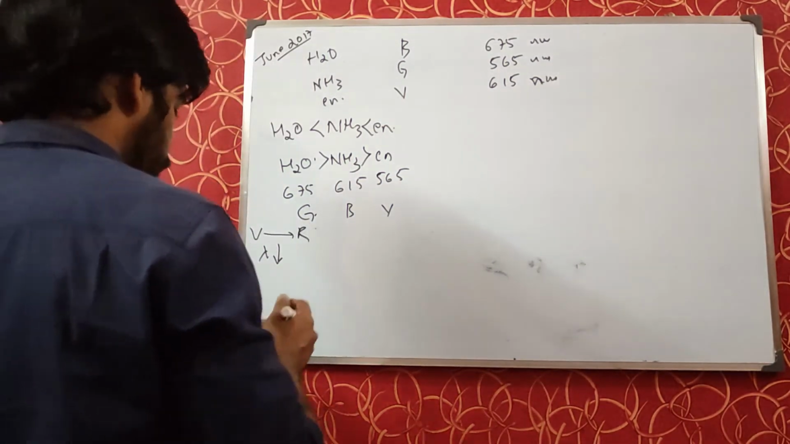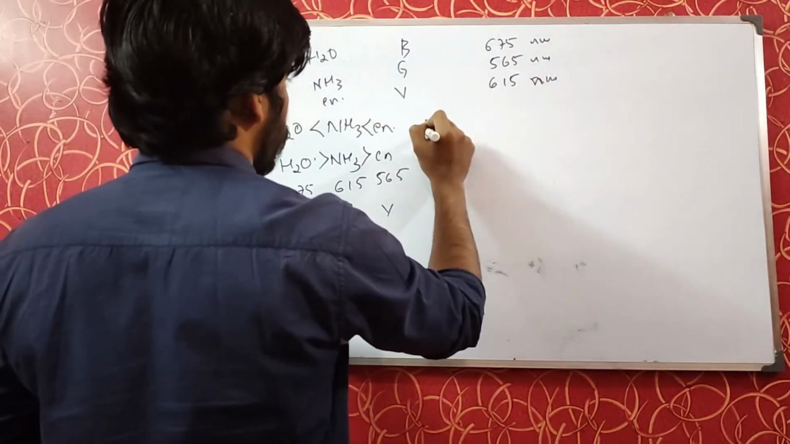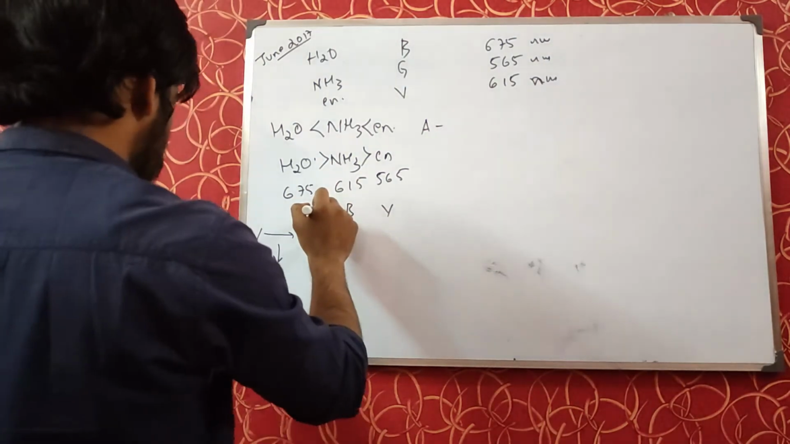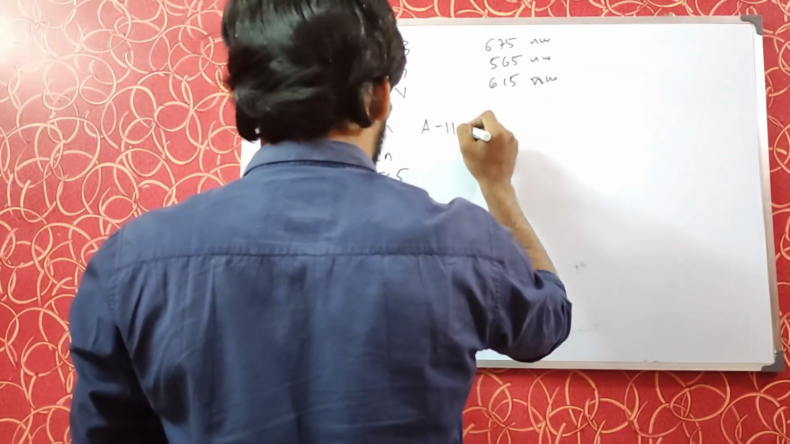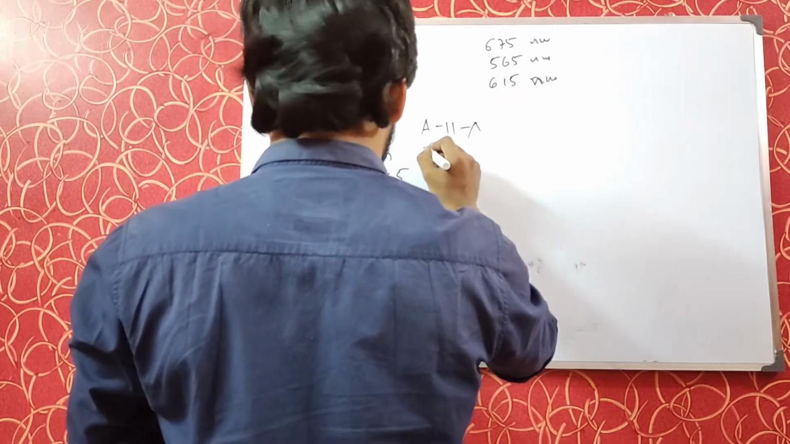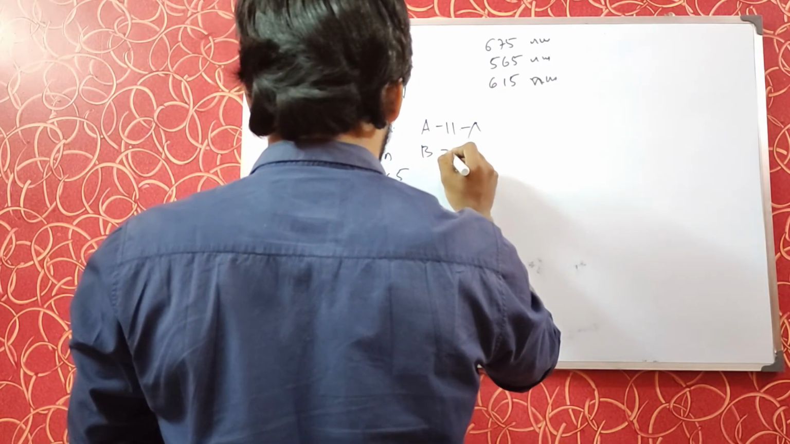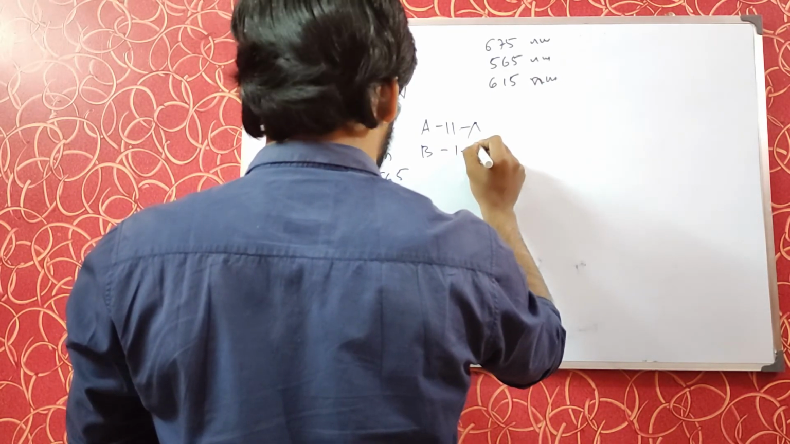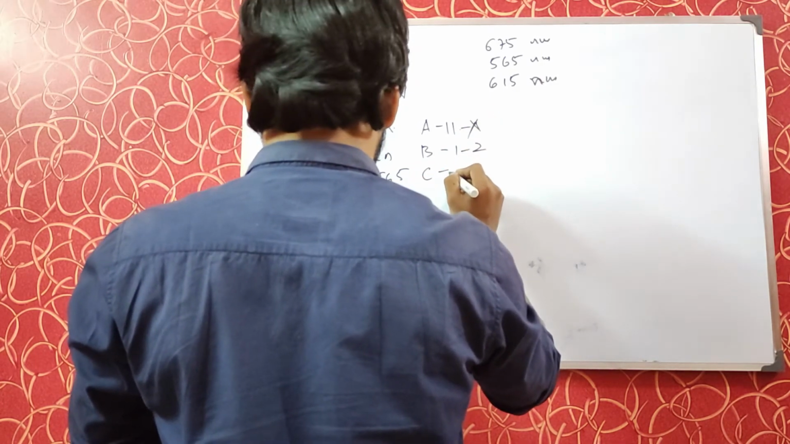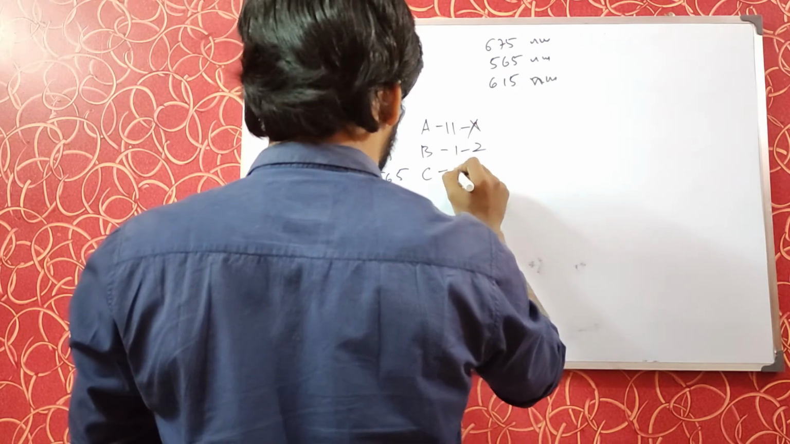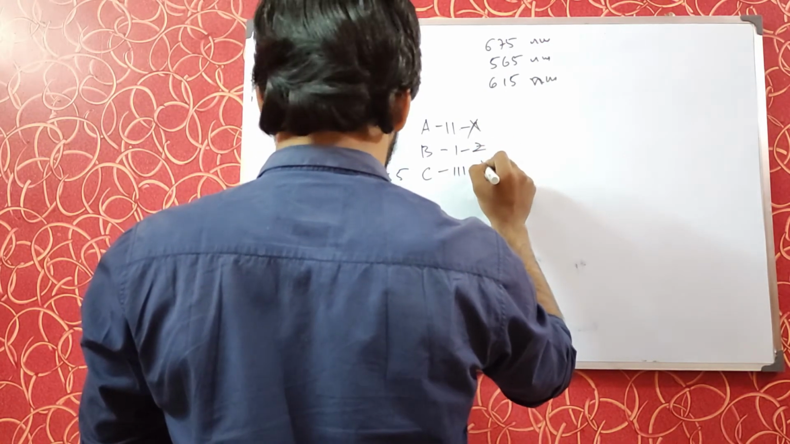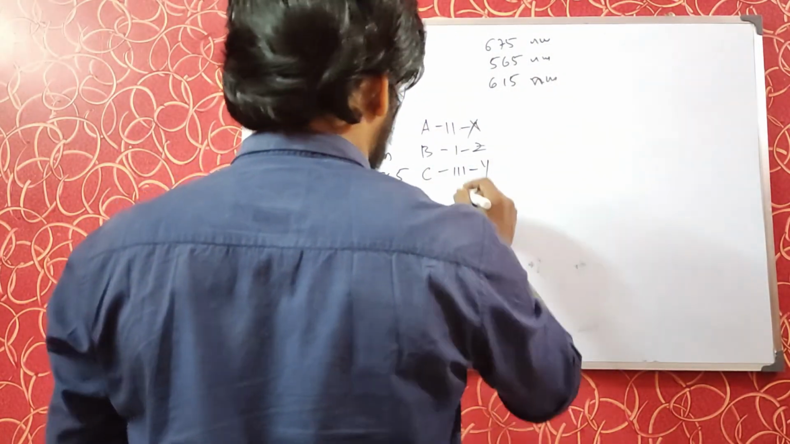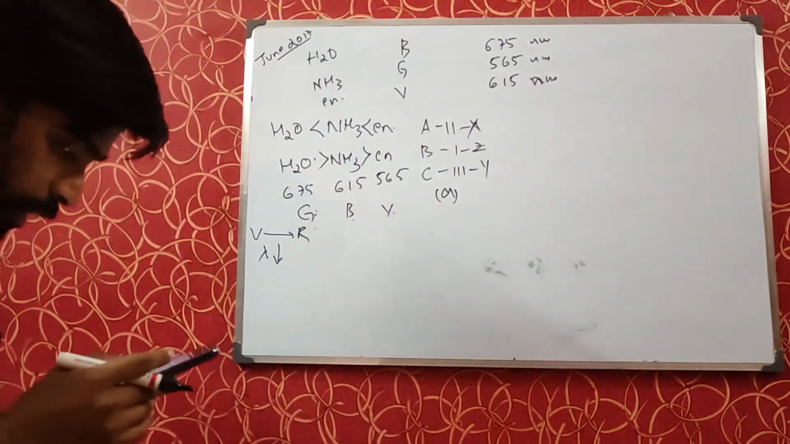So for A, you have green, which is your 2, and 675 is your X. For B you have blue, which is your 1, and 615 is your Z. And for C you should have violet, which is your 3, and you should have Y. So A2X, B1Z, C3Y is option number A.